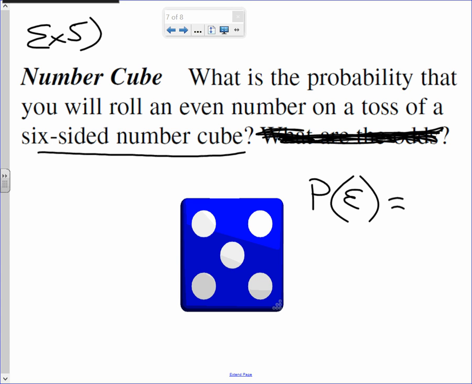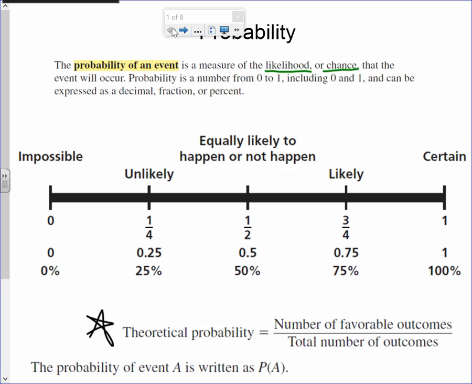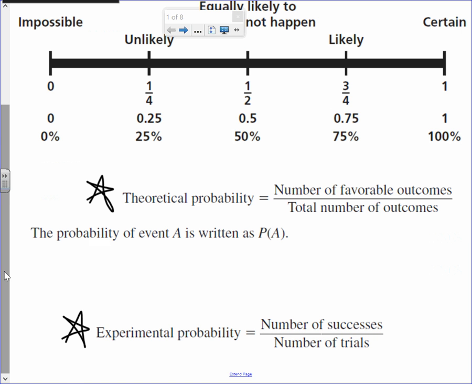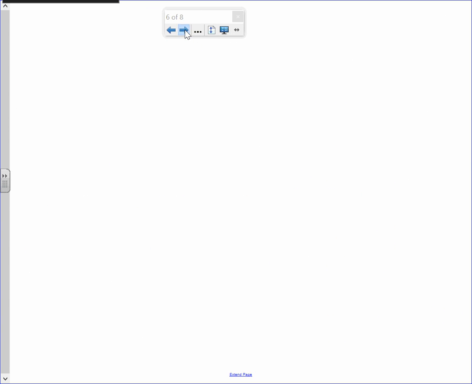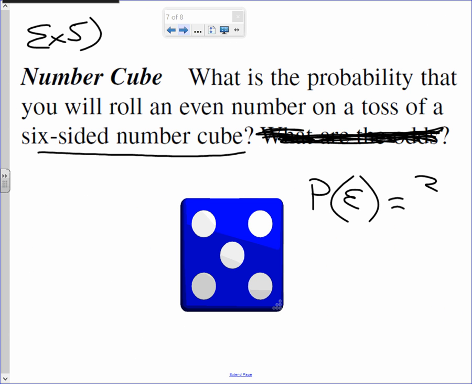Let's see what the formula says. The numerator on the formula says total of favorable outcomes. What is a favorable outcome in this situation? How many numbers are even? Well, let's see. There's 3. We've got 2, 4, and 6. And the denominator is going to be the total number of outcomes. That's 6 sides to a die. 3 over 6.